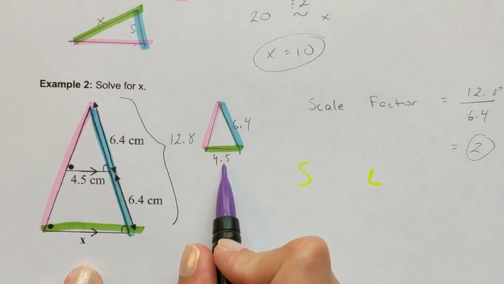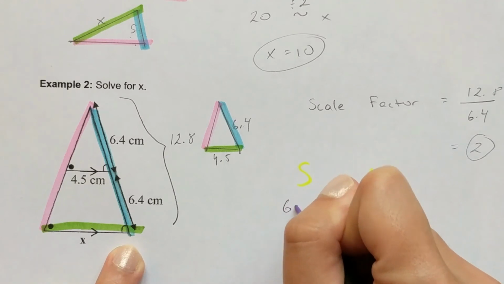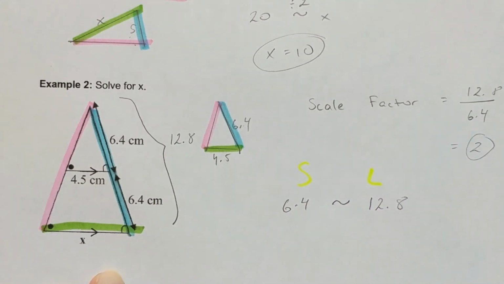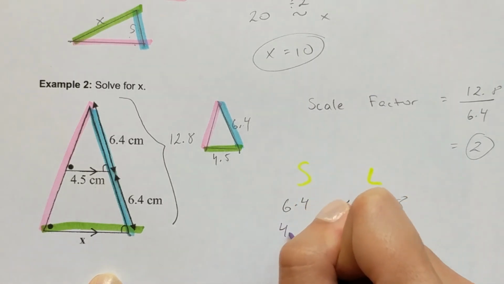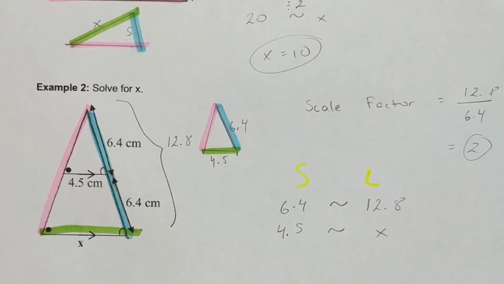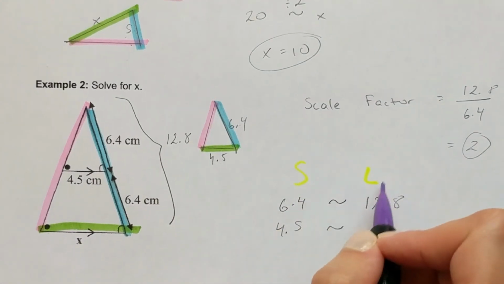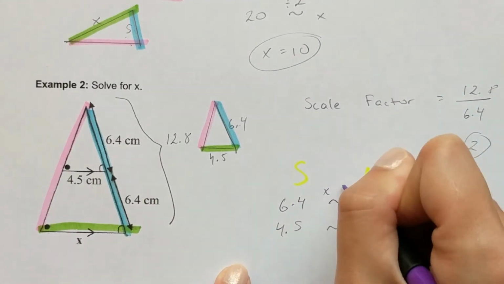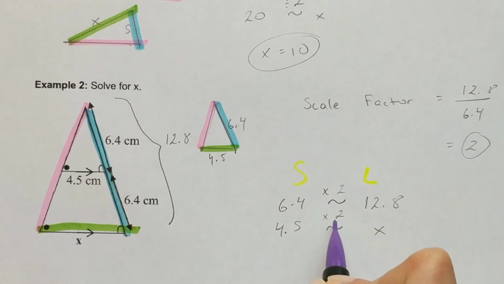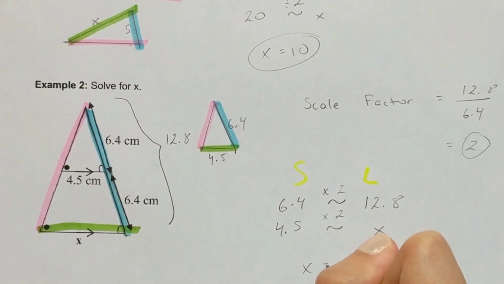In my small triangle, I have 6.4, which matches up with 12.8. In the same way, 4.5 matches up with x. In order to go from small to large, we need to multiply. So I'm multiplying by my scale factor of 2. And so in order to get x, I need to do 4.5 times 2. 4.5 times 2 is 9. So x is equal to 9.